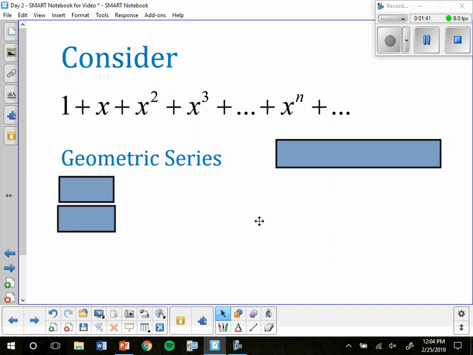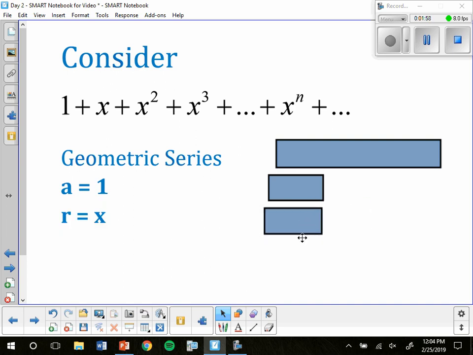For a geometric series, there are two parameters that I look at: a and r. What's a? A equals 1. It's your first term. And what do I multiply each time to get to my next term? What's r? R equals x. So this is just a geometric series. A is 1, r is x.